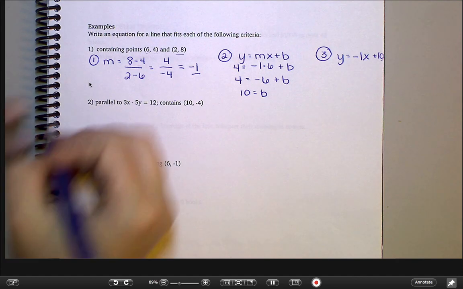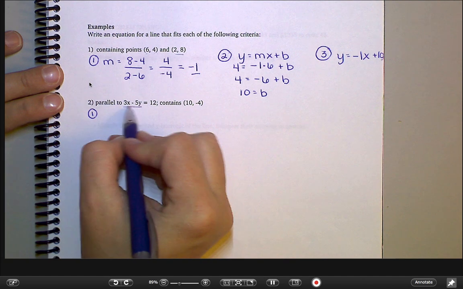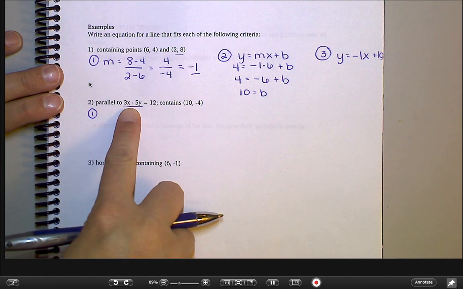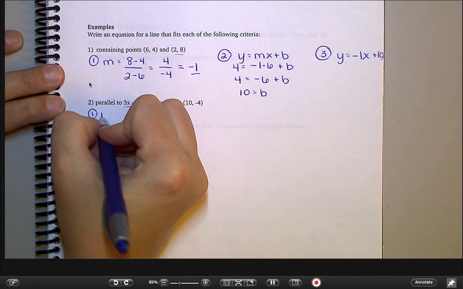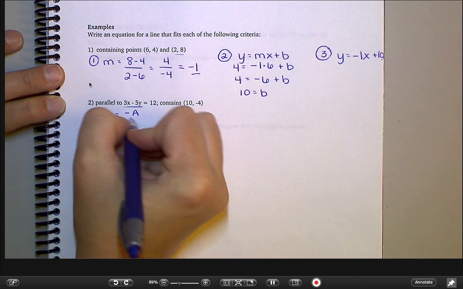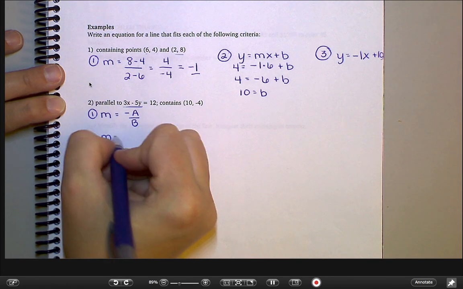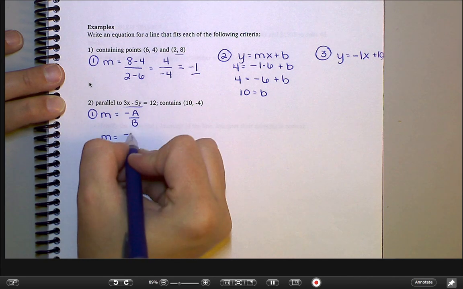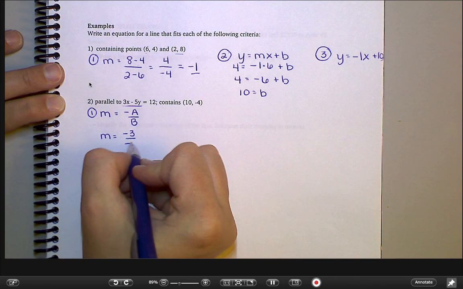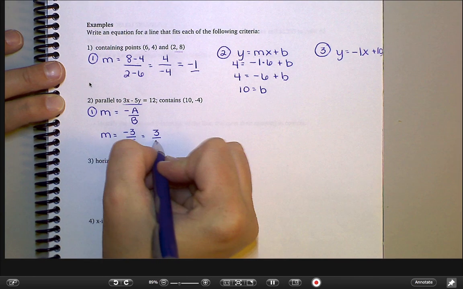So with this next one, to find my slope, if I want it to be parallel to this, what I really need to do is find the slope of this line. This is in standard form, so I'm going to do negative a over b to find my slope. That would be negative 3 over my b value of negative 5, which is 3 over 5. So there's my slope.